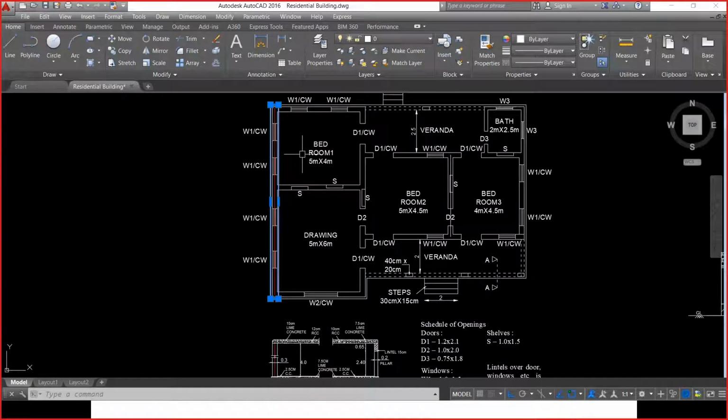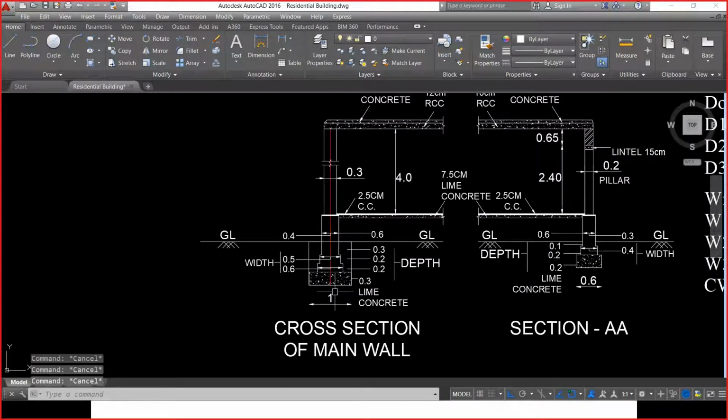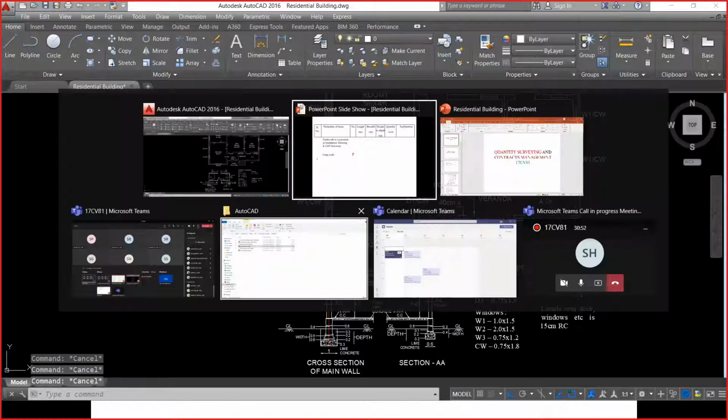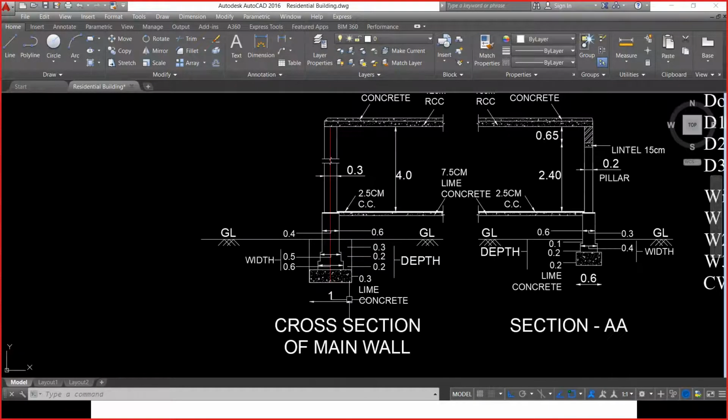But I am not going to do the calculation for wall, rather I'm going to do the calculation for earthwork in excavation. So the easiest way is center to center distance plus width of the item. So the center to center distance is known, 10.6 meter, plus width.